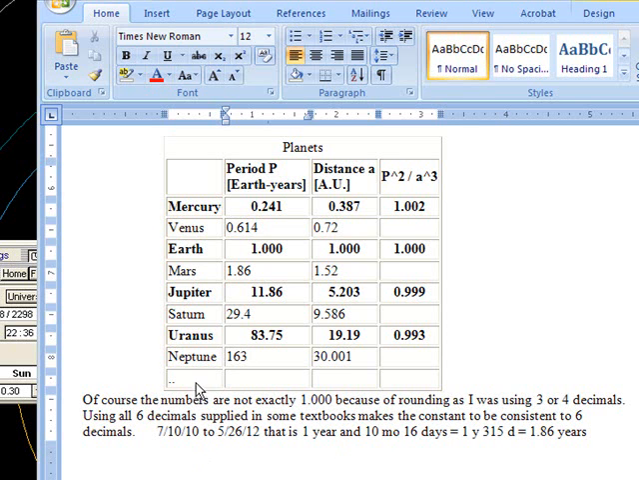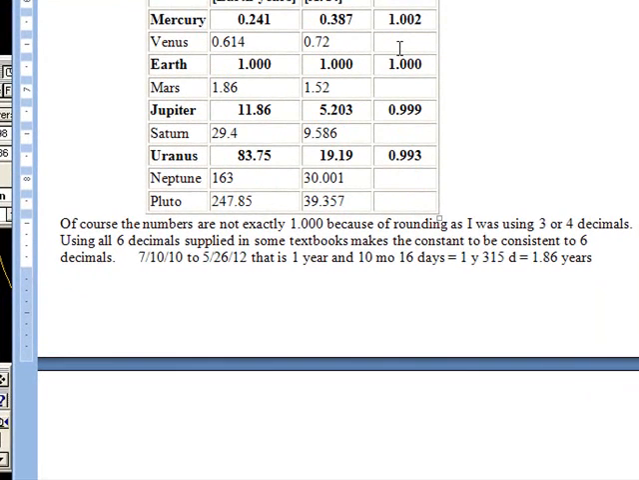Okay, and then for Pluto, I just give these away without measuring them. So for Pluto, that is 247.85 and 39.357. As you know, Pluto's no longer a planet, so I like to include it here, but I make it optional. If somebody says, oh no, it's not a planet, exclude it. If you say, oh no, let's give it a planet, include it.